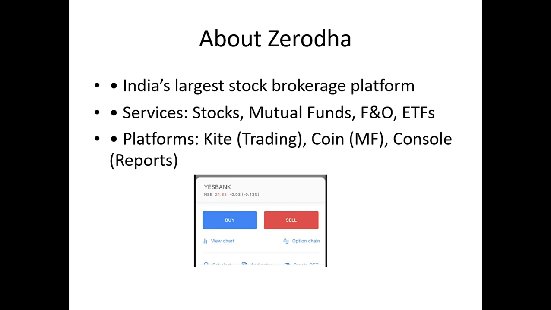Zerodha is India's largest stock brokerage platform, and it has many services to buy stocks, mutual funds, etc. The platform we are going to see in this video is Kite, which is used for trading and also for long term investment. One snapshot you can see is about Yes Bank and whether to buy or sell. This is a snap taken from the Kite app.